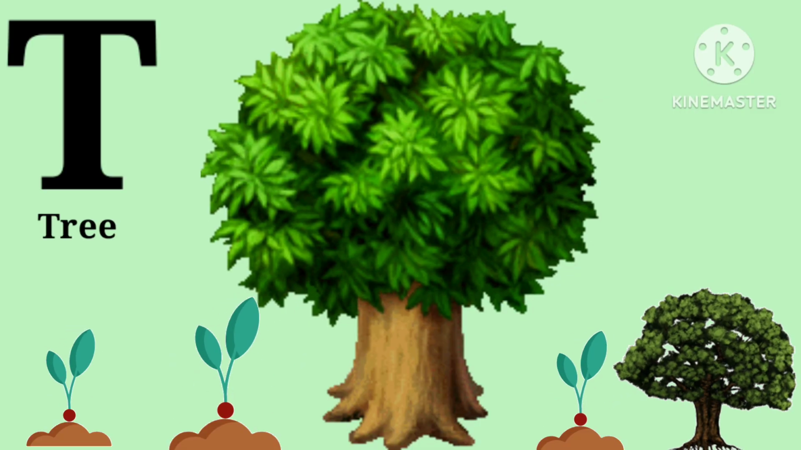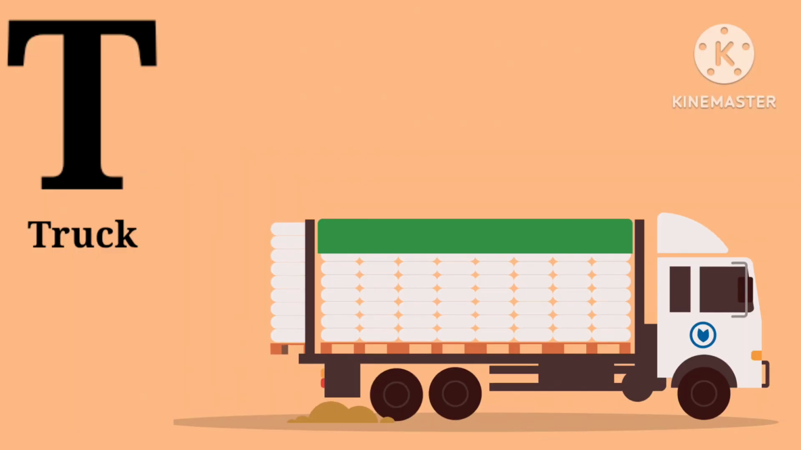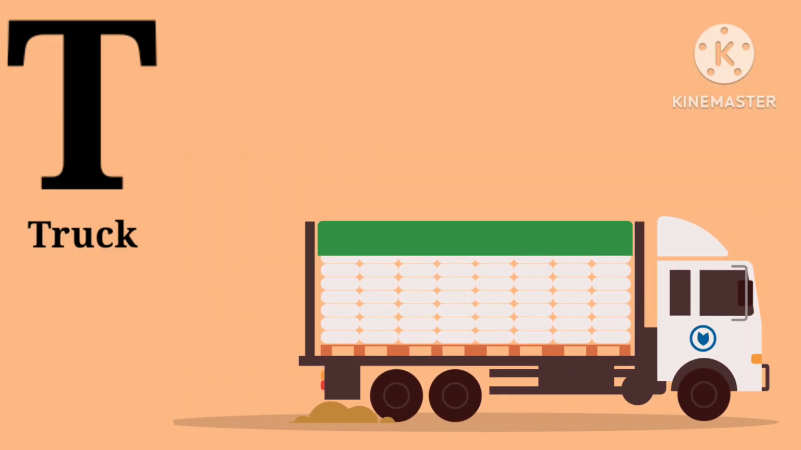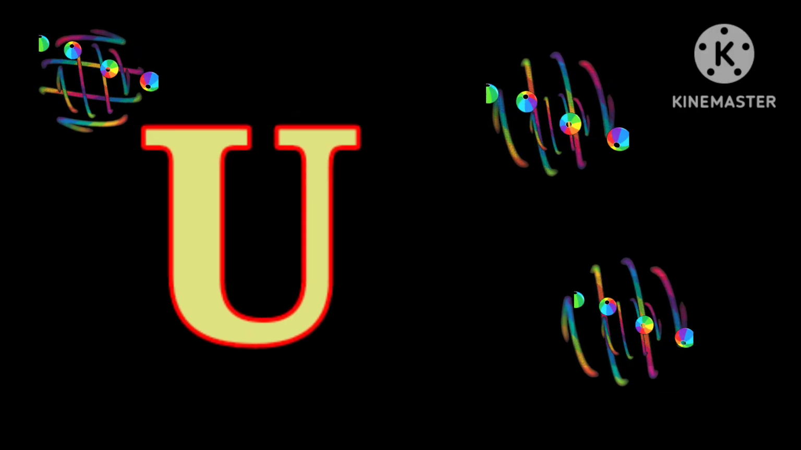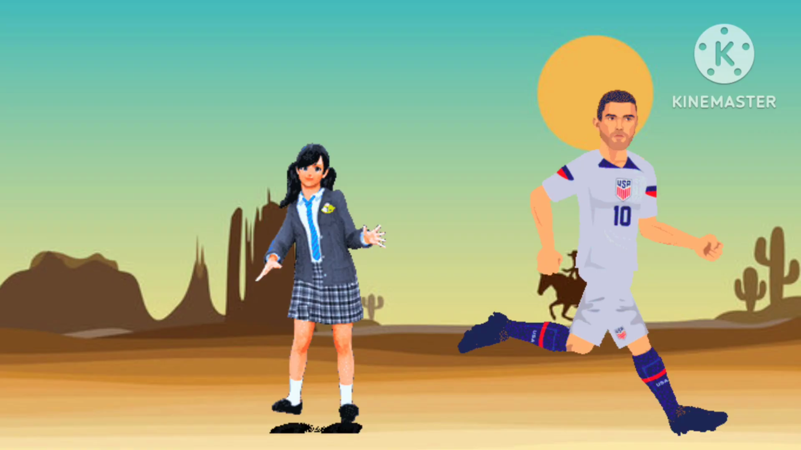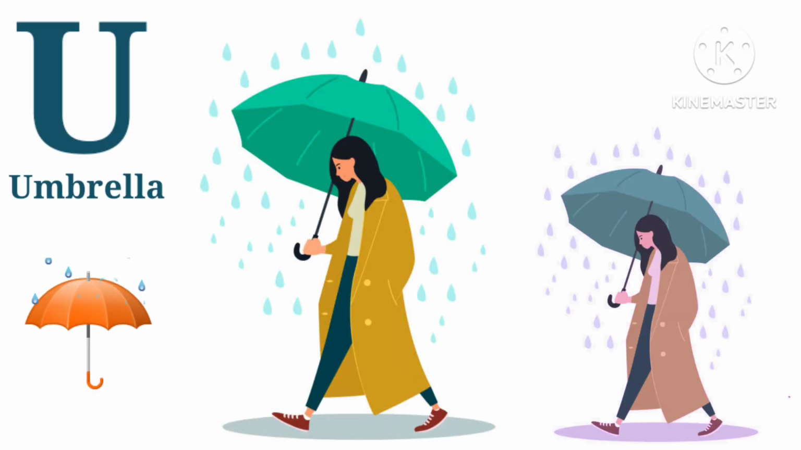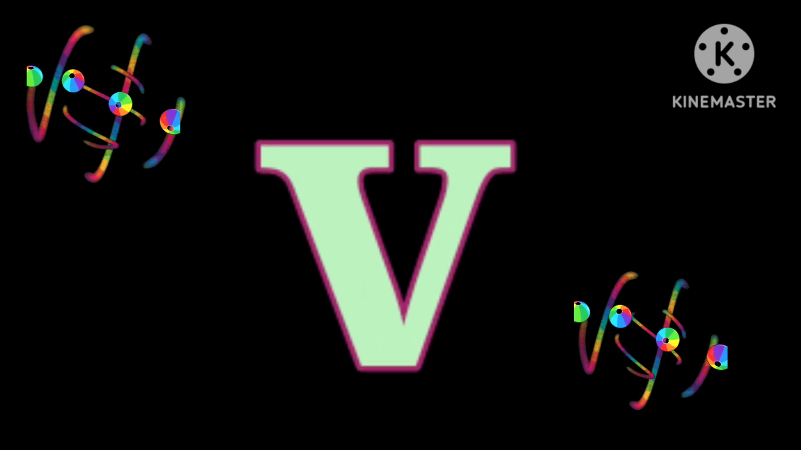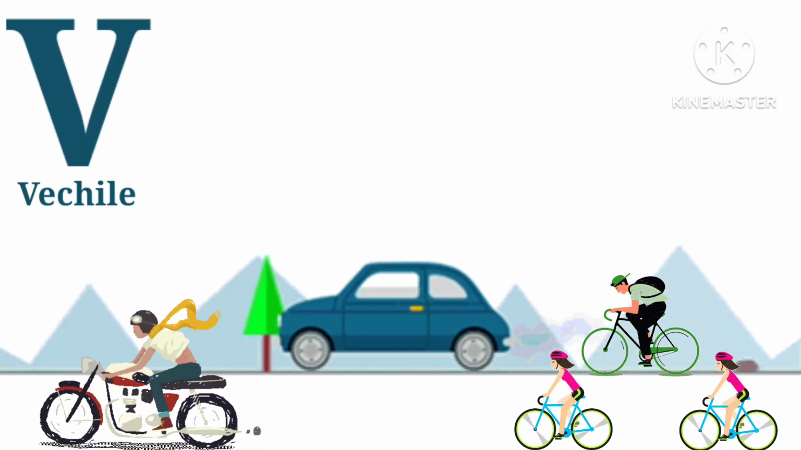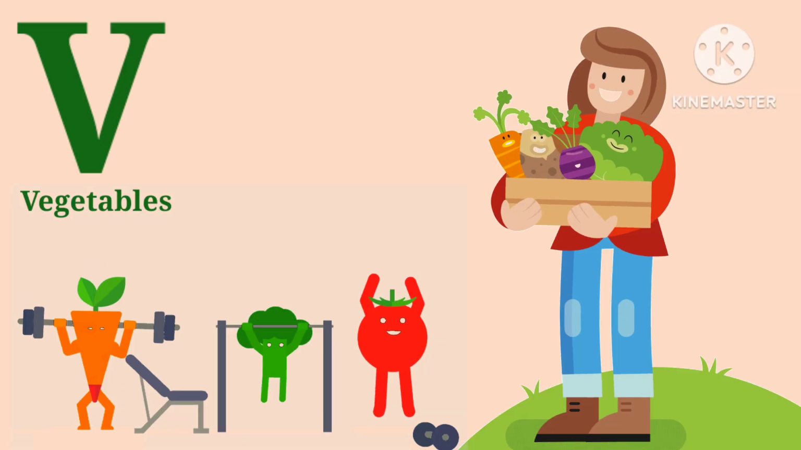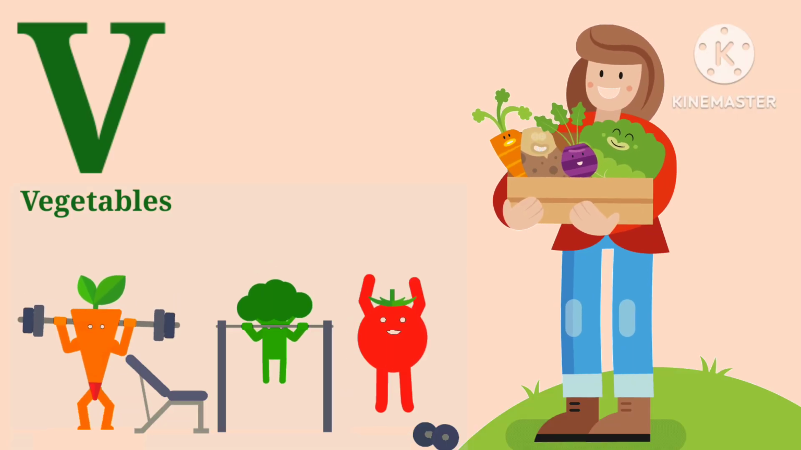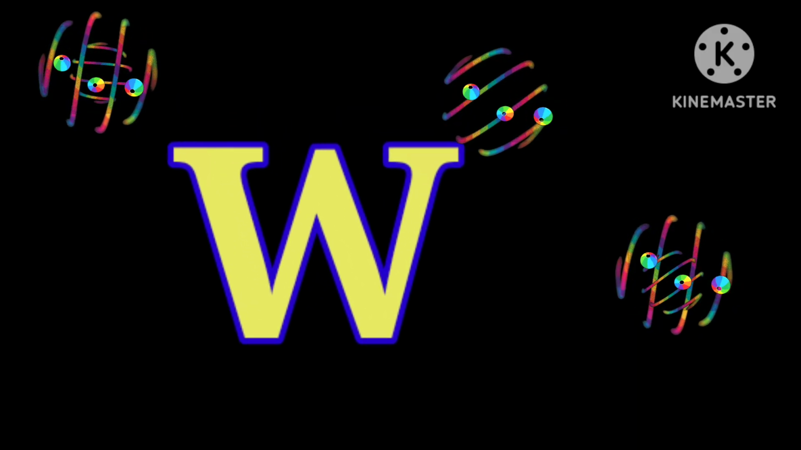T for tree. T for truck. Truck. U. It's capital U. U for uniform. Uniform. U for umbrella. Umbrella. V. It's capital V. V for vehicle. V for vegetables. Vegetables. W. It's capital W.